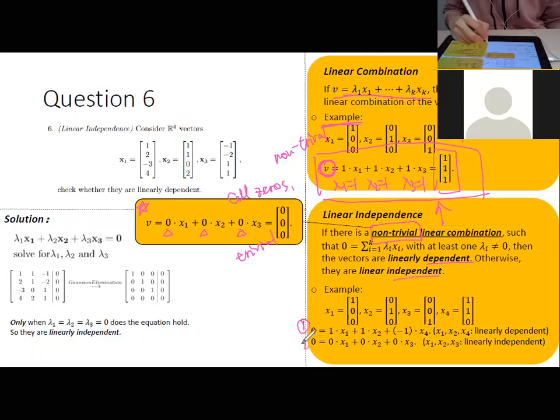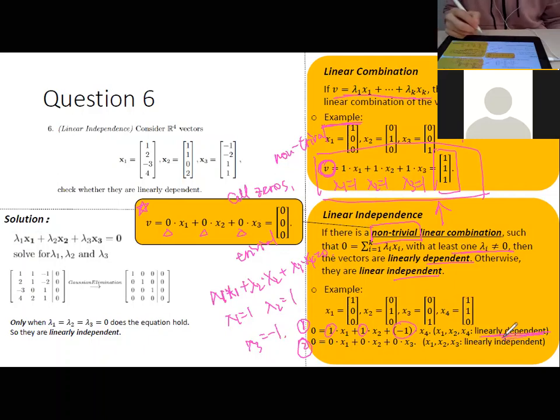So there are 2 examples. For the first example, we want to know whether there are lambdas that satisfy lambda 1 times x1 and lambda 2 times x2 and lambda 3 times x4 equals 0. We can see there is an obvious solution: lambda 1 equals 1, lambda 2 equals 1, and lambda 3 equals -1. So according to the definition, at least one lambda is not 0, so they are linearly dependent.